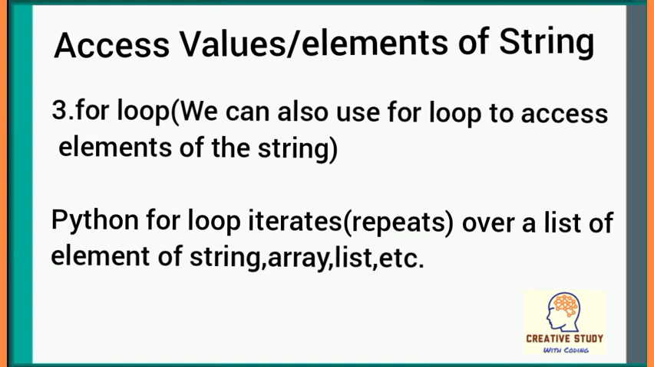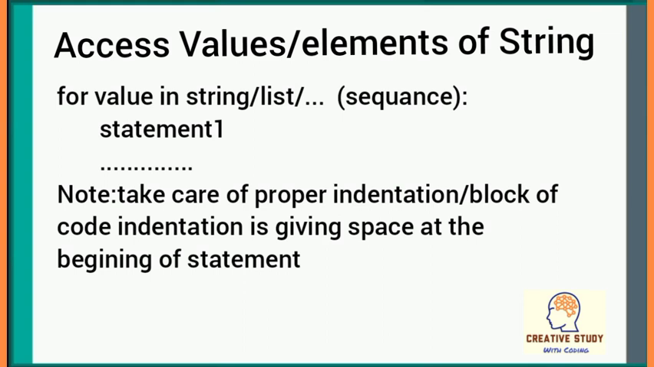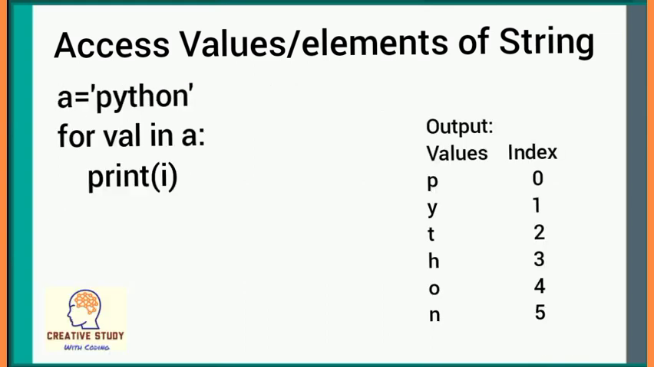For loop is used to access all the elements of the string. Python for loop iterates or repeats over a list of elements of string, array, list, etc. And this is a syntax of for loop in Python. Here value represents one element of the list at a time and access the value one by one from the given sequence. So in this example, first time it will access the value p that is stored at index 0, then y from index 1, after that t from index 2, then h, next o, and last n from the given string Python. And will print on the screen as output.